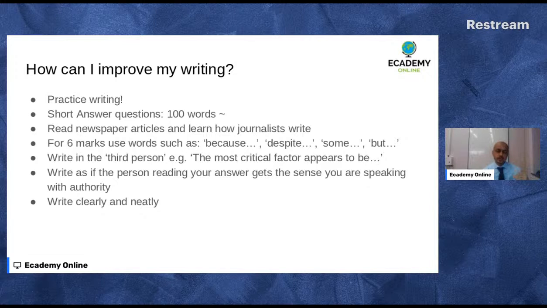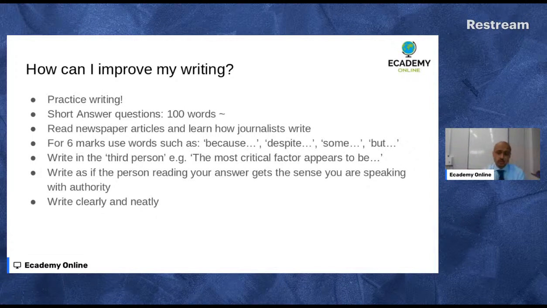And what you're doing is you're not giving the examiner the opportunity to learn that you understand the different viewpoints, right? And it actually undermines you as a writer because it shows that actually you're very narrow-minded about a particular thing, okay? So make sure that you leave a little bit of the door open so that you can look at it from the other side. Write as if the person reading your answer gets a sense that you're speaking with authority, all right?